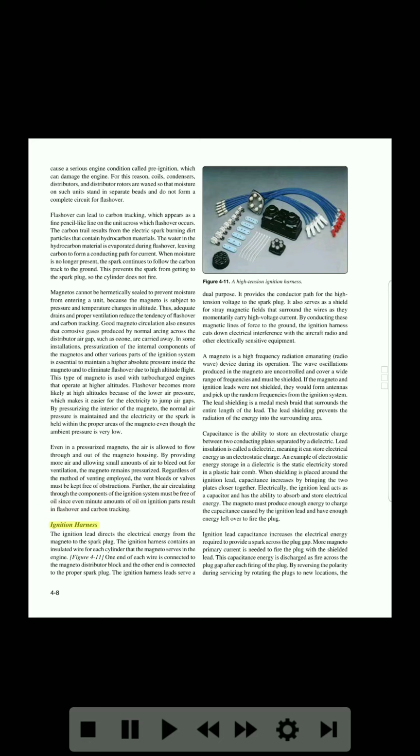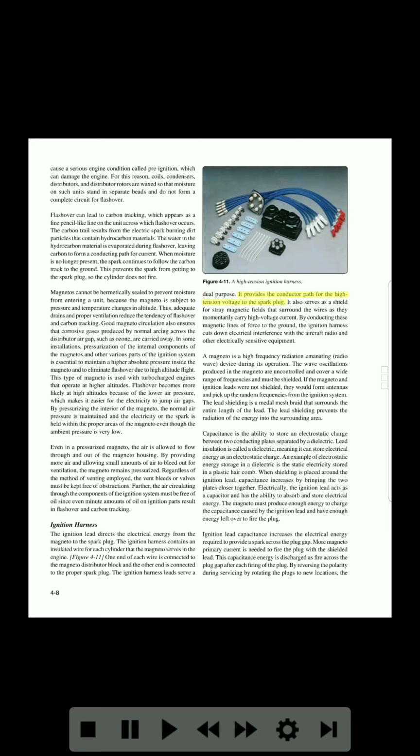Ignition harness. The ignition lead directs the electrical energy from the magneto to the spark plug. The ignition harness contains an insulated wire for each cylinder that the magneto serves in the engine. In Figure 4-11, one end of each wire is connected to the magneto distributor block, and the other end is connected to the proper spark plug. Figure 4-11. A high-tension ignition harness.